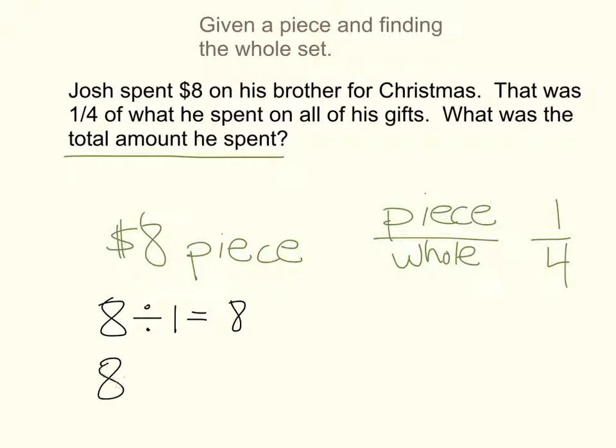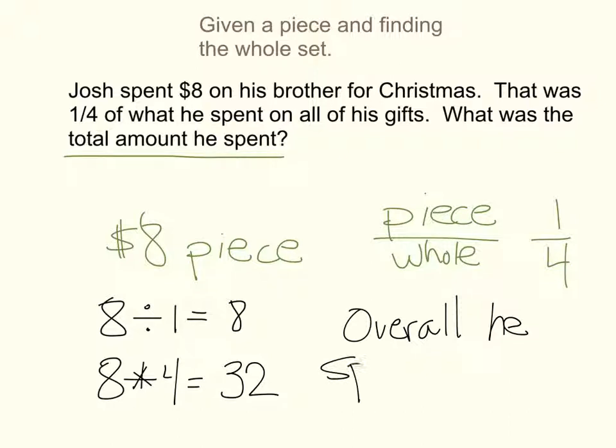Then we second multiply by the other part of the fraction, which in this case would be 4, giving us 32. So overall, he spent $32.